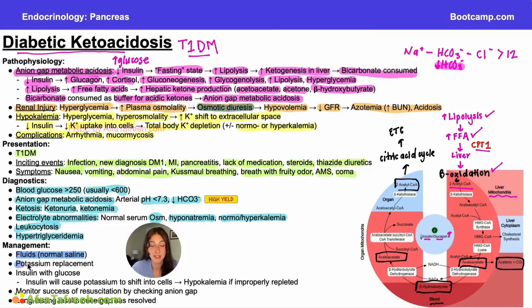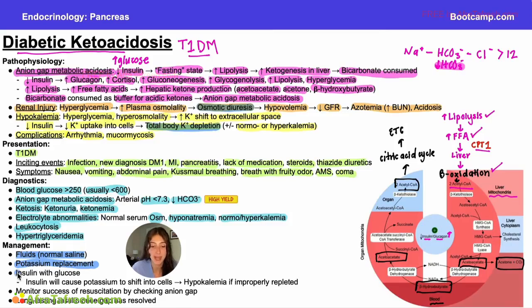The next thing you're going to want to do is replace their potassium. And why are we doing this next? Remember, insulin is what is going to lead to potassium uptake into cells. And if we shift all this potassium into the cells, when we know we have total body potassium depletion, that is going to lead to a very drastic hypokalemia, which can cause arrhythmia and even death. So we don't want to do that.